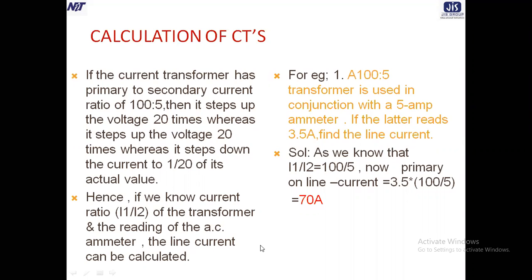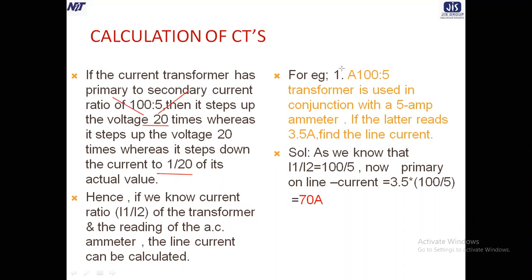You all know about the calculation of CTs. Look here. If the current transformer has a primary to secondary current ratio of 100:5, then it steps up the voltage 20 times, whereas it steps down the current to 1/20 of its actual value. Hence, if we know the current ratio I1 by I2 of the transformer and the reading of the AC ammeter, the line current can be calculated.